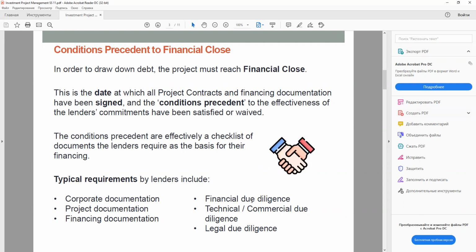This does not mean that the lenders have no obligation before that date. For example, if the financing documentation requires the lenders to keep information about the project confidential, this is effective on signing.